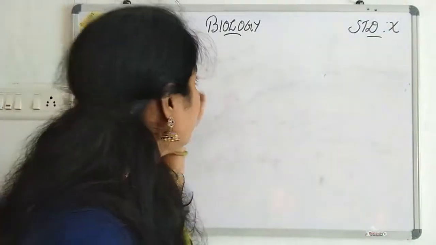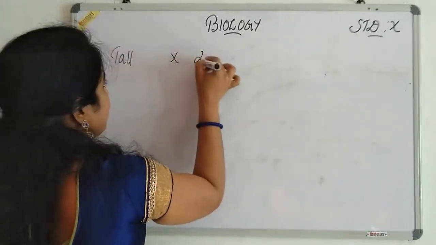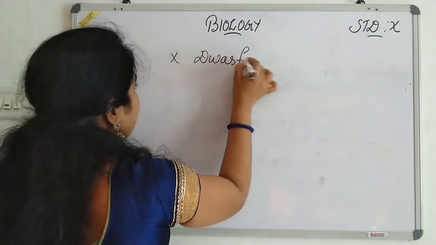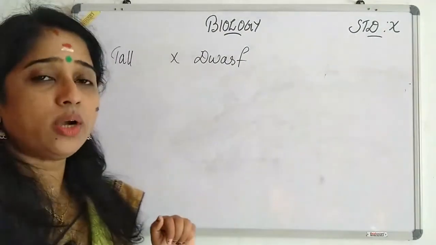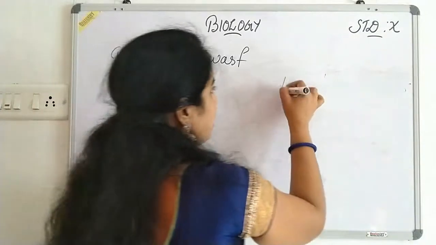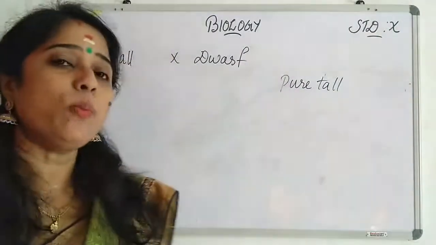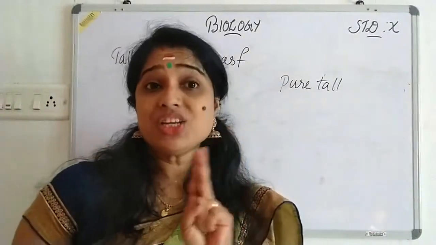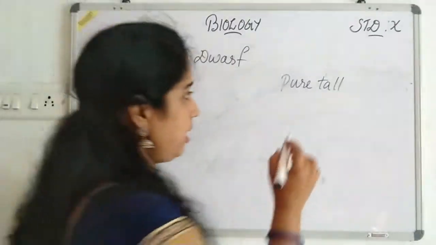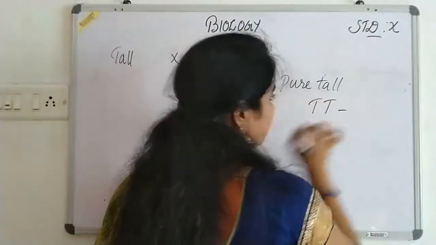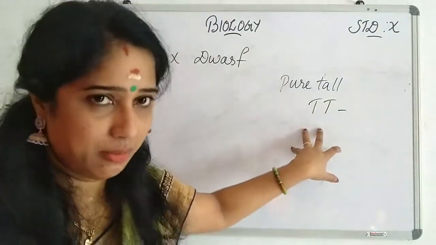Clear? Okay. So here, first he selected what? Tall and dwarf. Listen very carefully. Tall and the dwarf. You know, he's like a pure tall plant. You know what is a pure tall plant? He selected pure tall. You know that as tallness is the dominant one, 2 conditions are there for a pea plant to be tall. First one, the 2 genes should be the same, that is both capital T and capital T.